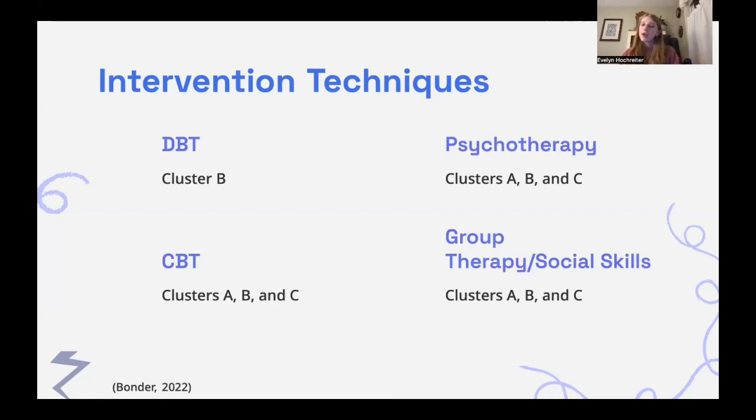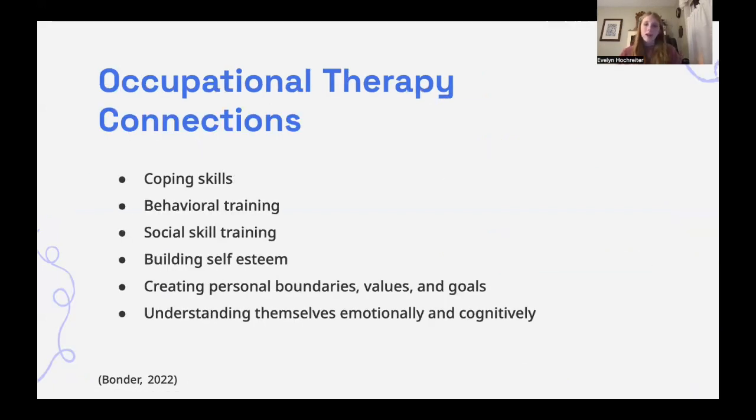And then we try to do group therapy and social skills training for all clusters, just so they can get that social participation and maybe practice reading more social cues and understanding more emotional recognition from other people and themselves. And so bringing this back to OT even more, we can work on coping skills and behavioral training. This could be seen for people with histrionic personality disorder. So instead of flirting with someone, what can we do that's acceptable? Social skills training, building self-esteem.